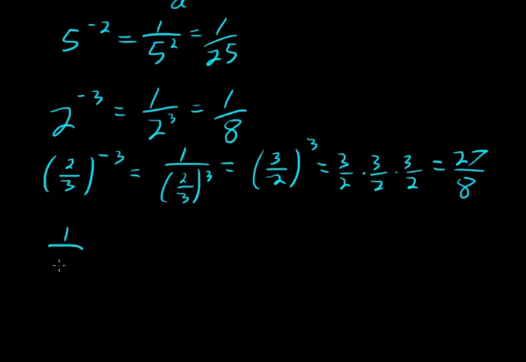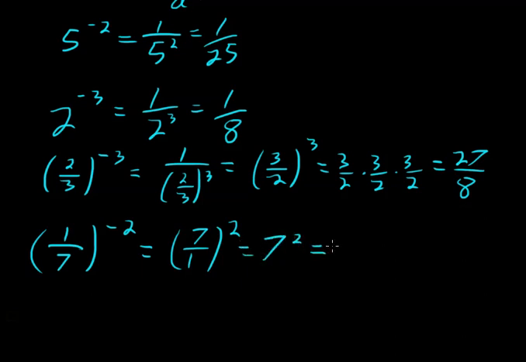Another one we could do is suppose we had, say, 1 over 7 to the negative 2. And the easiest way to do this is just flip the fraction. That's going to be 7 over 1. Get rid of the negative up here. So 7 over 1 squared. 7 over 1 is just 7. This is just 7 squared, which is equal to 49.